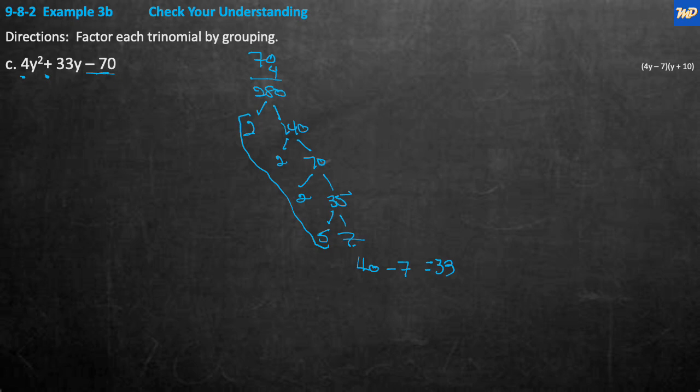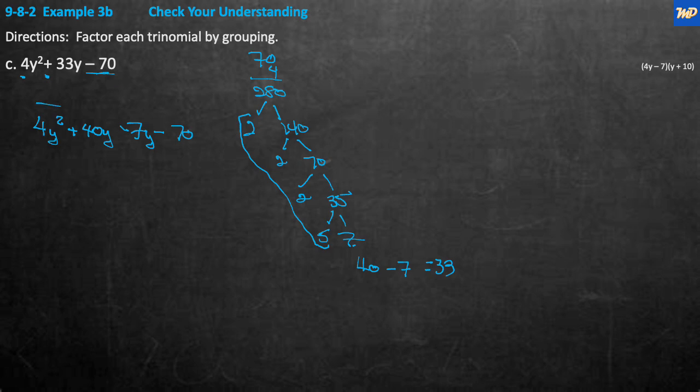And now that we have that, we have our terms. So now I'm going to rewrite this. I'm going to say 4y squared plus what? Plus 40. The plus is our 40 term, the large term. 40y. Now I have a minus term, minus 7y. And then finally I have a negative 70.